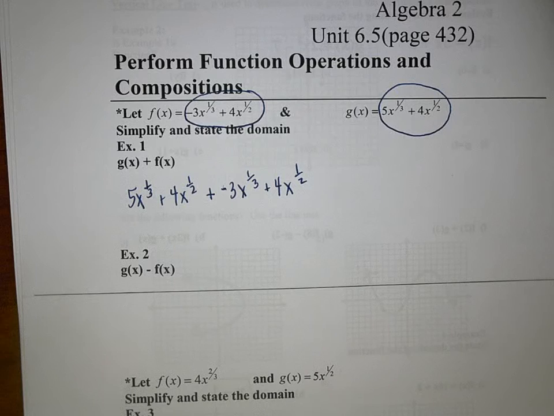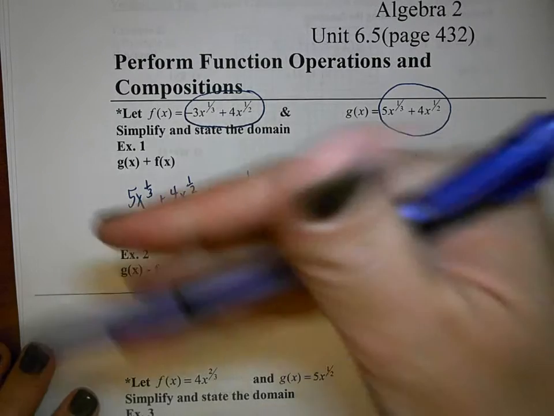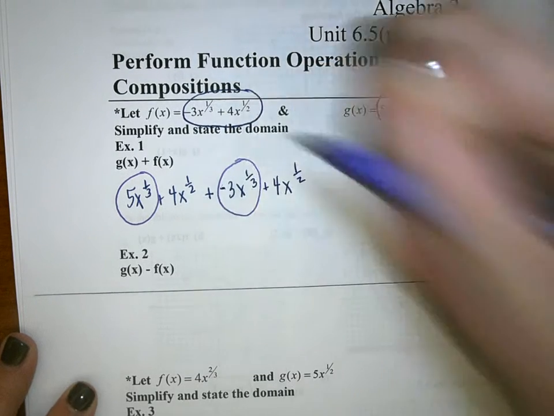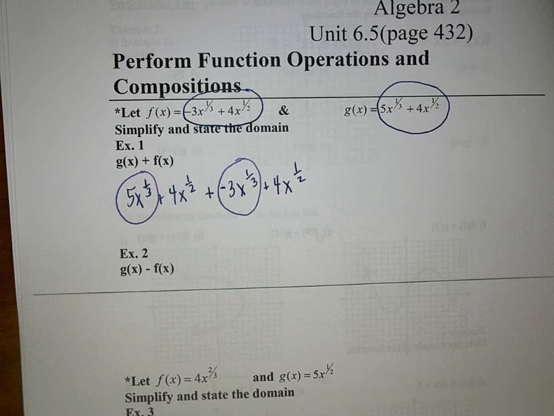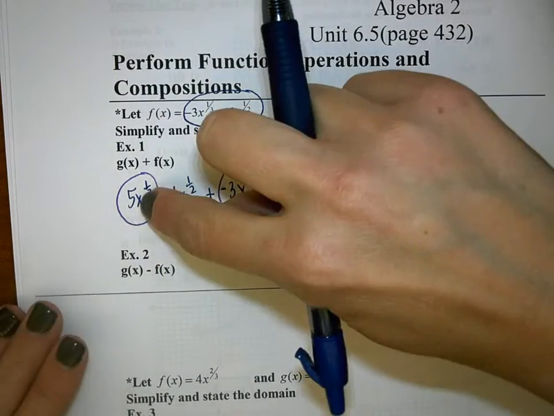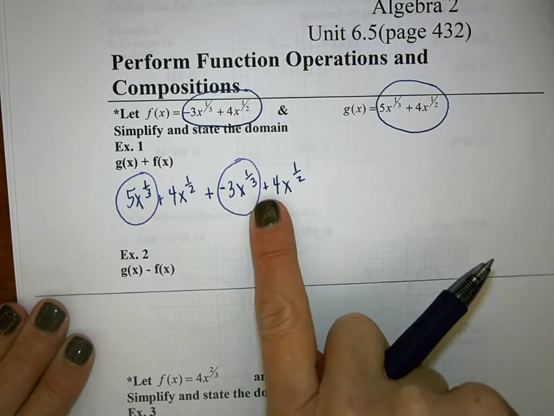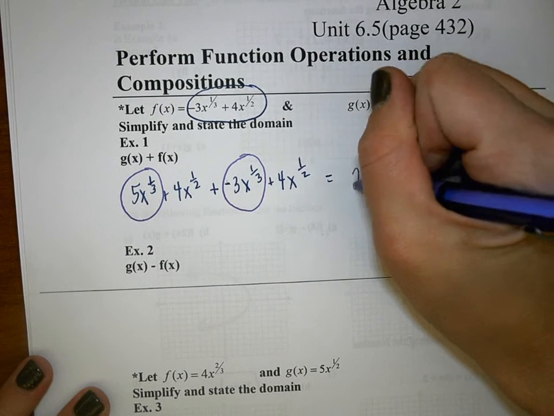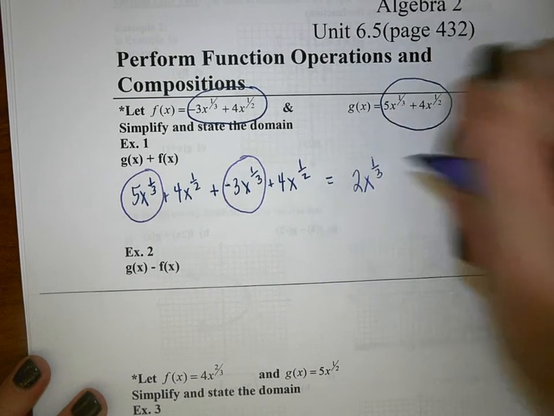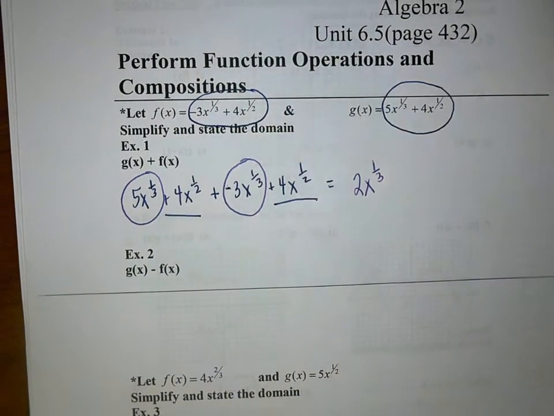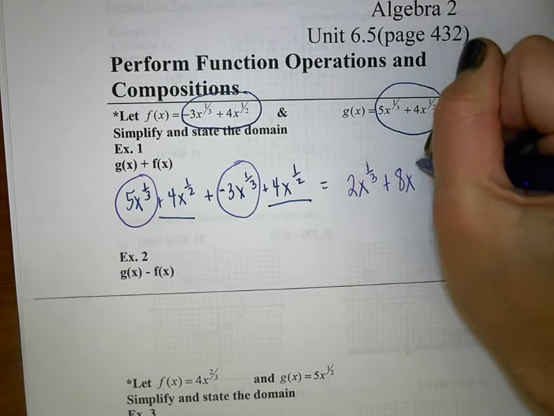So we're going to combine our like terms. If you look through here, our like terms, we have a 5x to the 1/3 and a negative 3x to the 1/3. We can add those together because these basically are like roots. They both have 3 in the denominators. This really represents the cubed root of x. So we can add these two together, which will end up making 2x to the 1/3 power. And then same thing here, we have a 4x to the 1/2 and another 4x to the 1/2. So we can add those together, and that makes 8x to the 1/2 power.